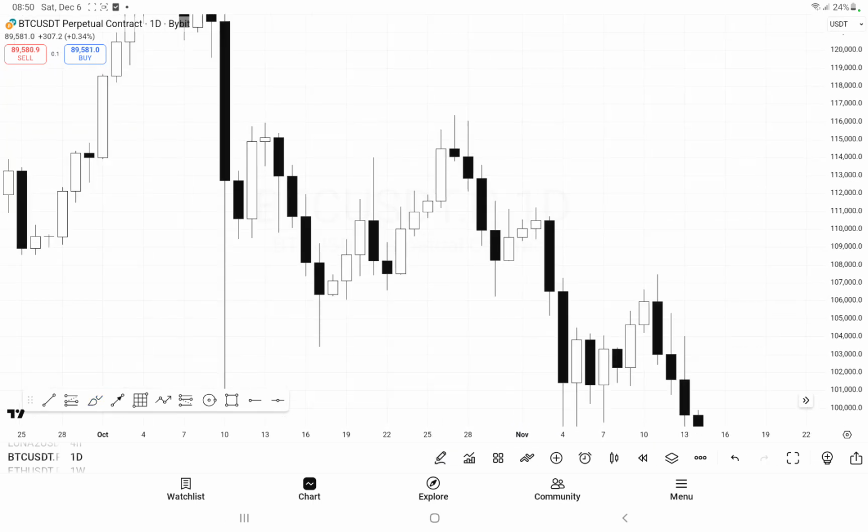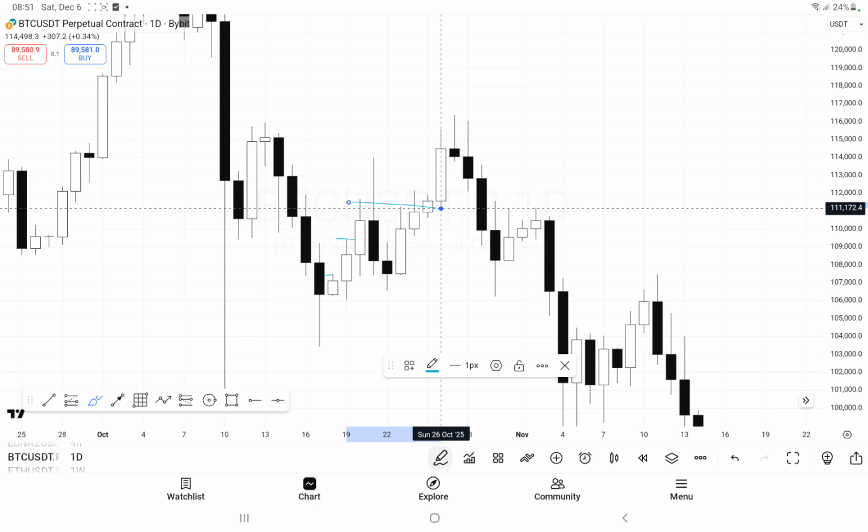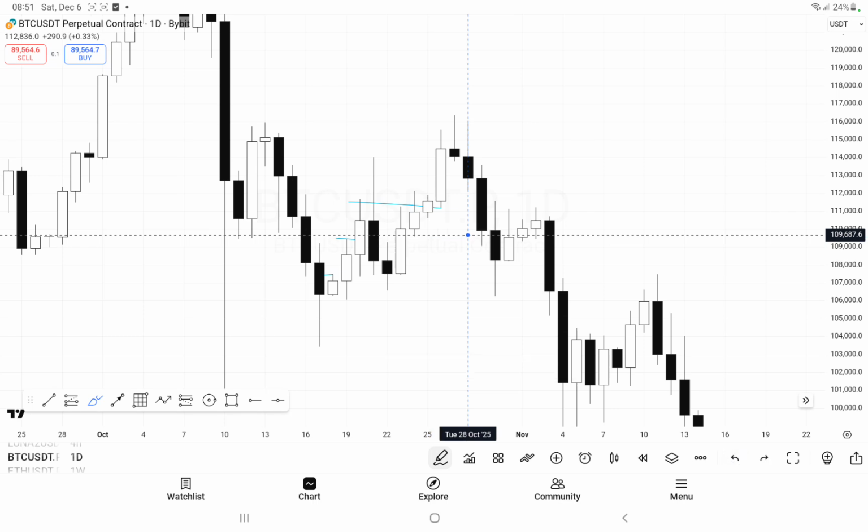So you can see a series of break of structures here. Break of structure, break of structure, right? Then let's say break of structure. This is the low. Let me mark this out with my line tool.